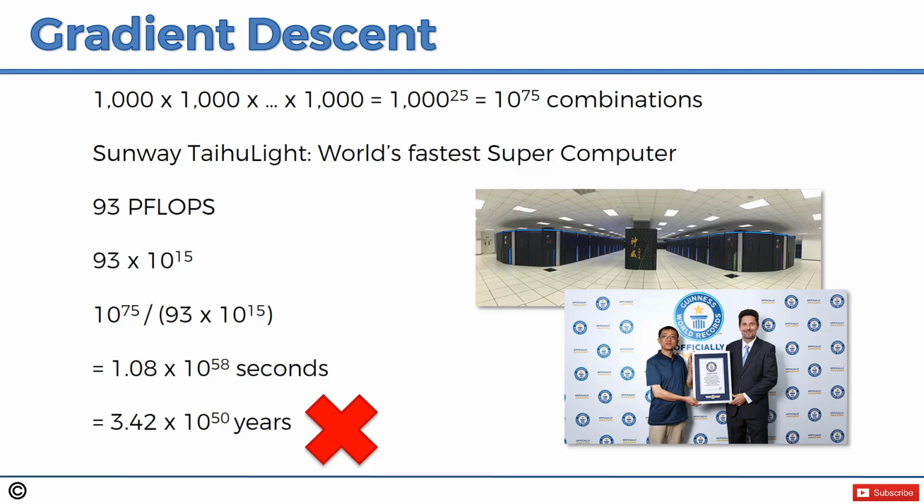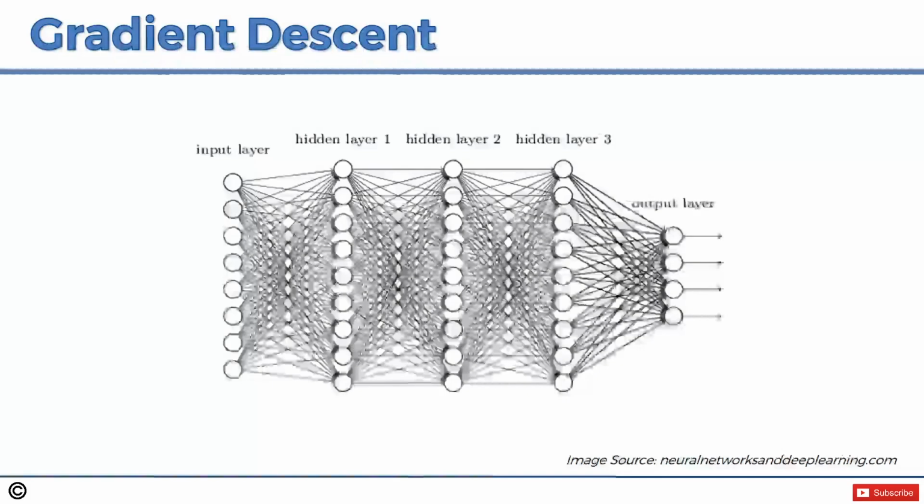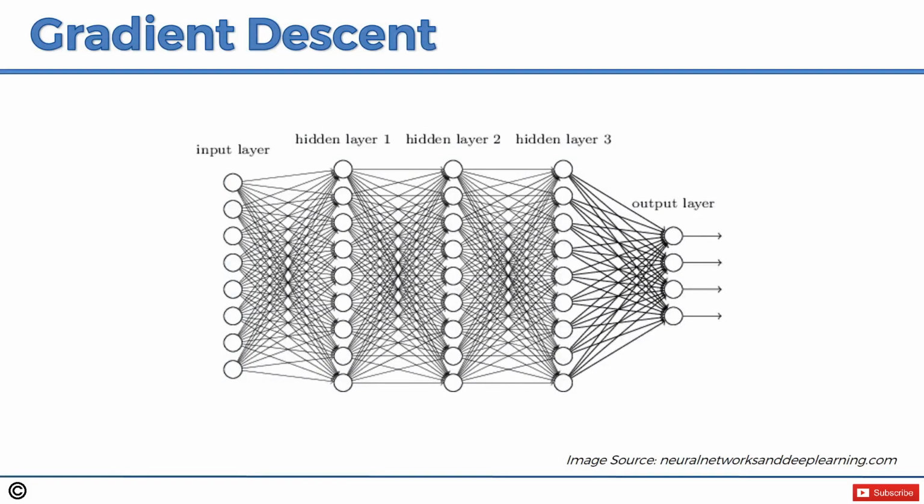So we have to come up with a different approach. How are we going to find the optimal weight? By the way, our neural network was very simple. What about if the neural network looks like something like this, right? Or even greater than that? Then, yeah, it's just not going to happen at all, ever.